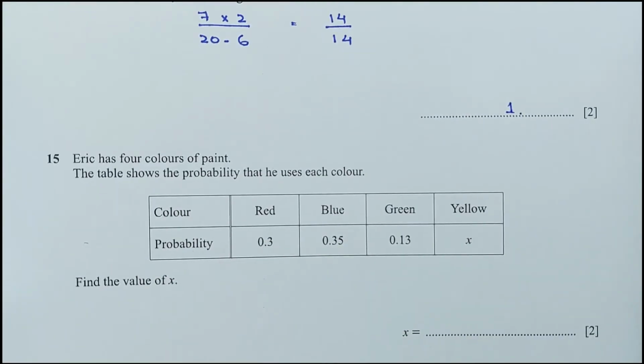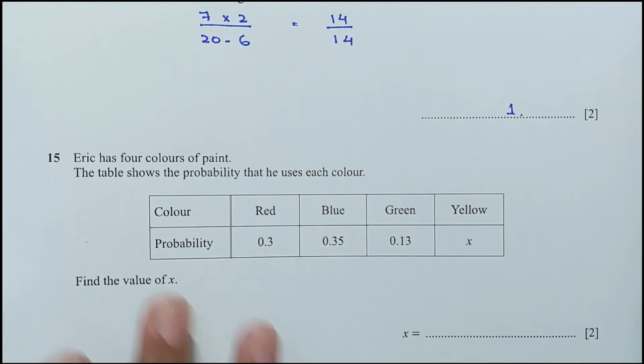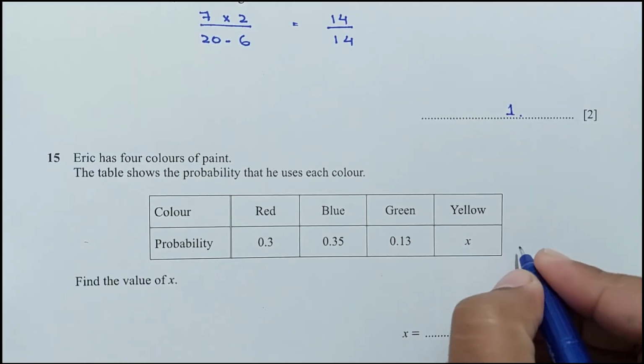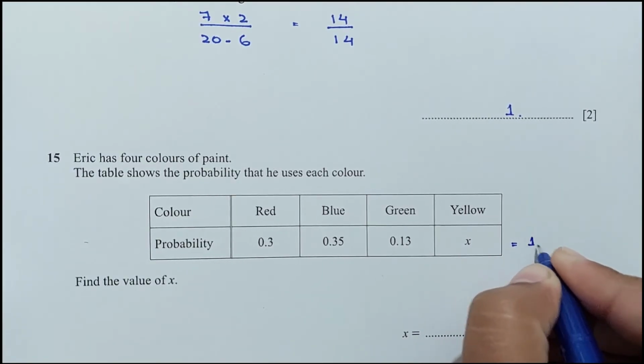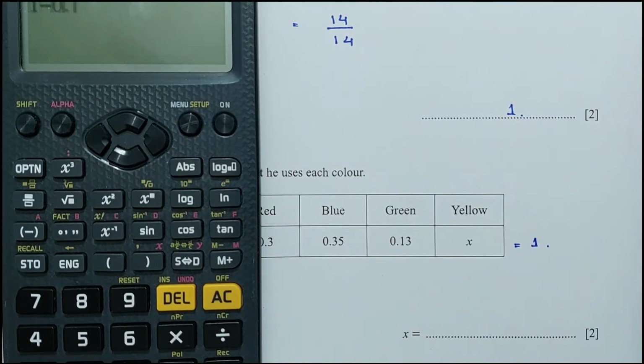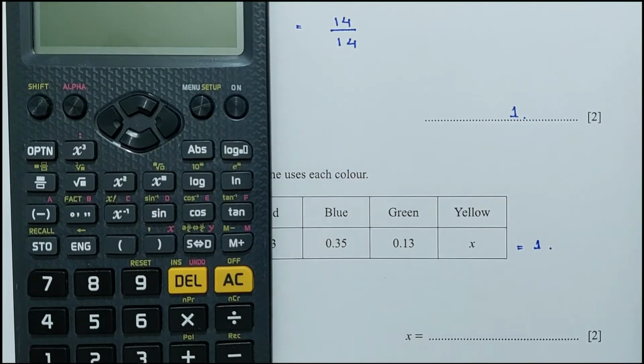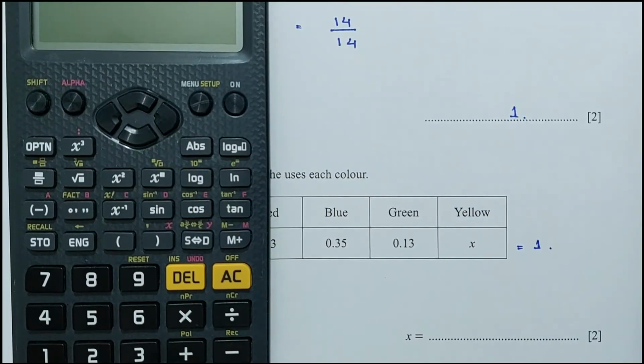Right. Question number 15, Eric has 4 colors of paint. The table shows the probability that he uses each color. Find the value of x. The sum of all probabilities is equal to 1, right? We can easily solve for x. So we can say 1 subtract 0.3, the probability of red, subtract the probability for blue 0.35, and subtract 0.13 for green. So this is 0.22.